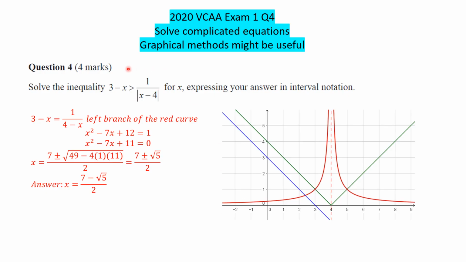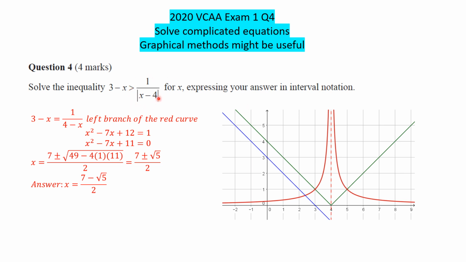So in this question, you're asked to solve an equation. The left hand side is a linear, that's easy enough to sketch. So that's a blue line. On the right hand side, what you can do is sketch the modulus of x minus 4 first. So it's just like that. And after you've got the modulus of x minus 4, you can sketch the reciprocal of it.